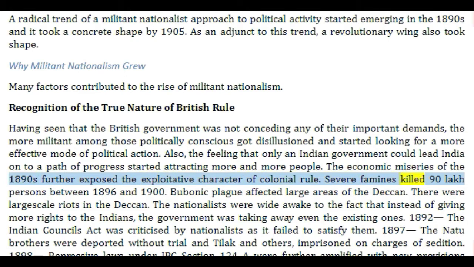Severe famines killed 90 lakh persons between 1896 and 1900. Bubonic plague affected large areas of the Deccan. There were large-scale riots in the Deccan. The nationalists were wide awake to the fact that instead of giving more rights to the Indians, the government was taking away even the existing ones.